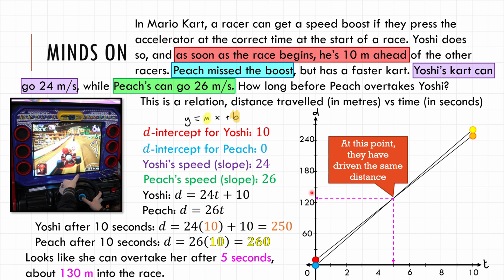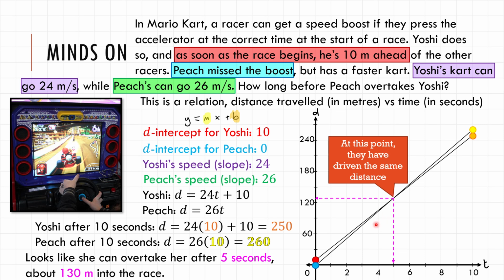Now, that doesn't mean that they've bumped into each other. They could be sort of like side by side, and both have driven 130 meters. In fact, they could be side by side, and at that point, Peach is overtaking Yoshi. Peach's speed is faster, and they're at the same position. So even if 1 second passes, Peach will cover more distance.